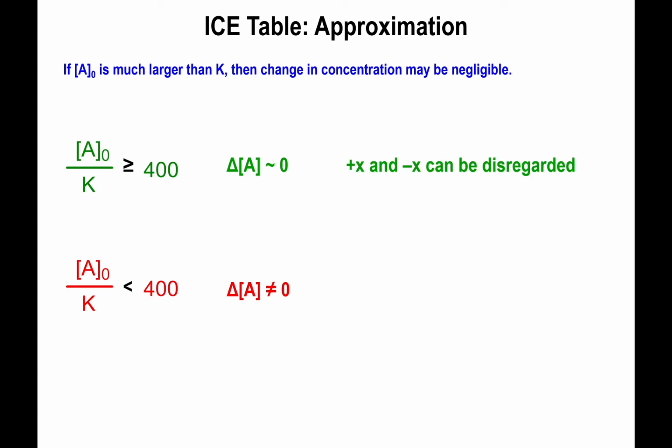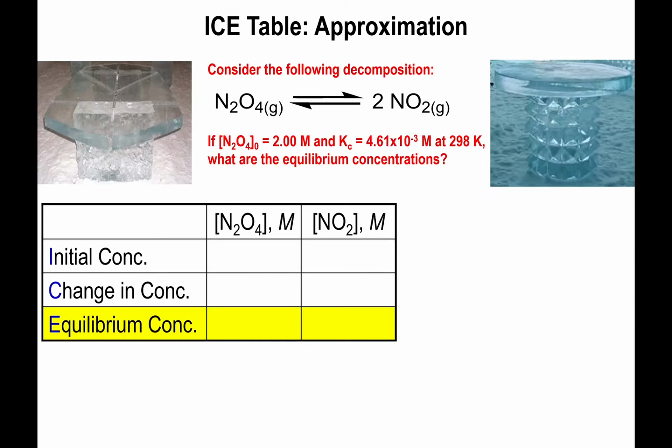So the idea is that if you take the ratio of the initial concentration over the equilibrium constant, and you get a value that is equal to or greater than 400, the plus x's and minus x's for that particular species can be disregarded from your equilibrium expression. On the other hand, if the value is less than 400 when you take the ratio, you must keep the plus and minus x's present in your expression for that particular reactant or product.